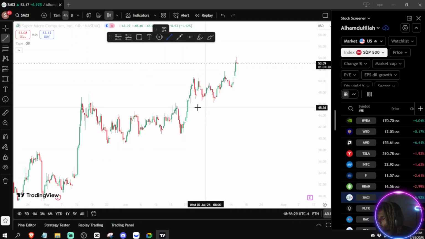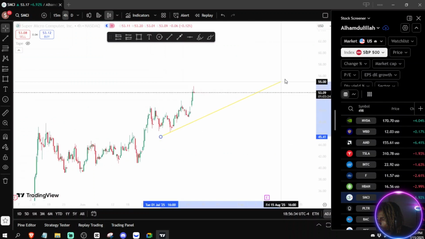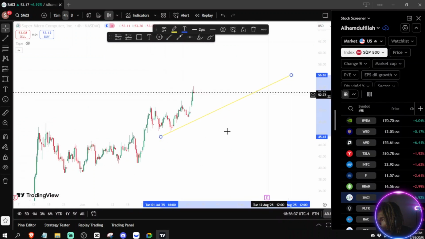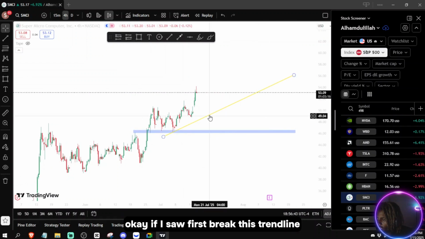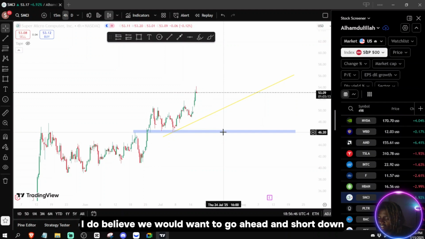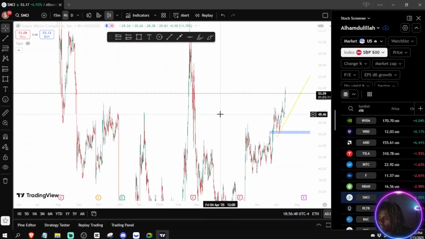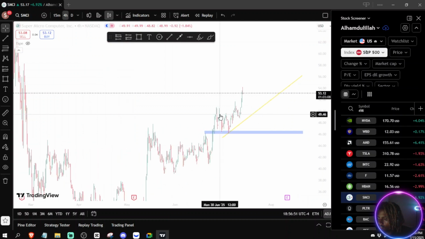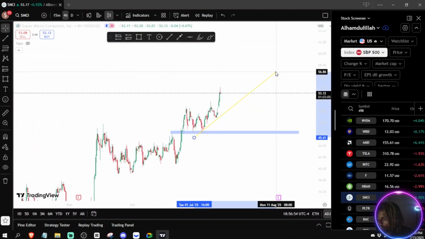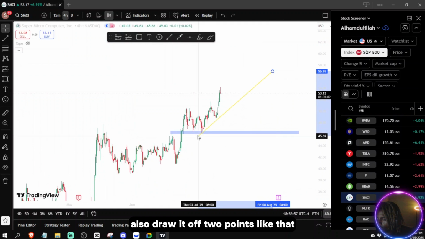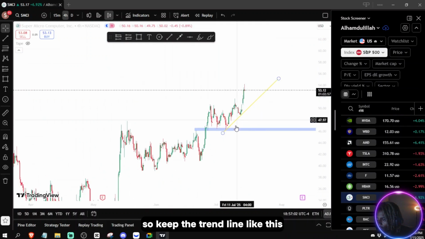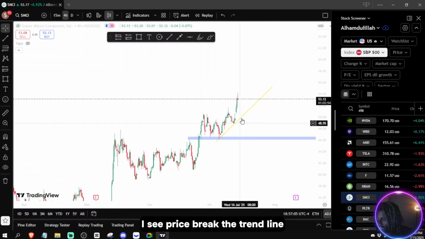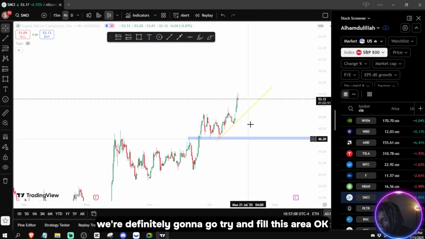SMCI. Okay. If I saw price break this trend line, I do believe we would want to go ahead and short down here. Okay. Also draw it off 2 points like that. The more points you have it off of, the better, honestly, too. So if you keep the trend line like this, if I see price break the trend line, we're definitely going to go try and fill this area. Okay.